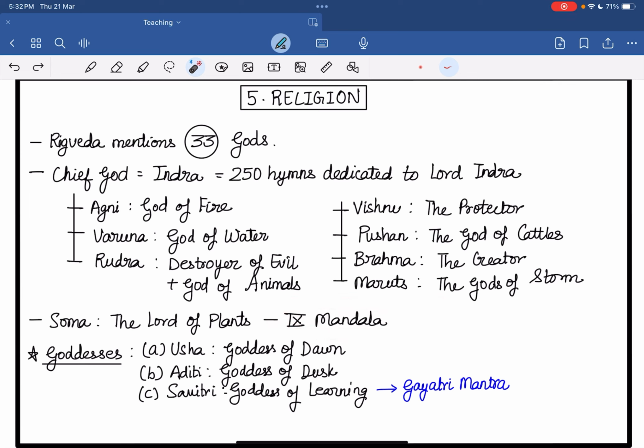There were several important goddesses as well. Some of them happen to be Usha, the goddess of dawn, Aditi, the goddess of dusk, Savitri, the goddess of learning and light as well. Now, one very important thing that we have to note here is that in the Rig Veda, the famous Gayatri mantra that we talked about is believed to be dedicated to Goddess Savitri. And again, a question to you all, we have already discussed this. The Gayatri mantra was written by whom? It was either sage number 1 or sage number 2. Who has written the Gayatri mantra? You'll all let me know down in the comment section.